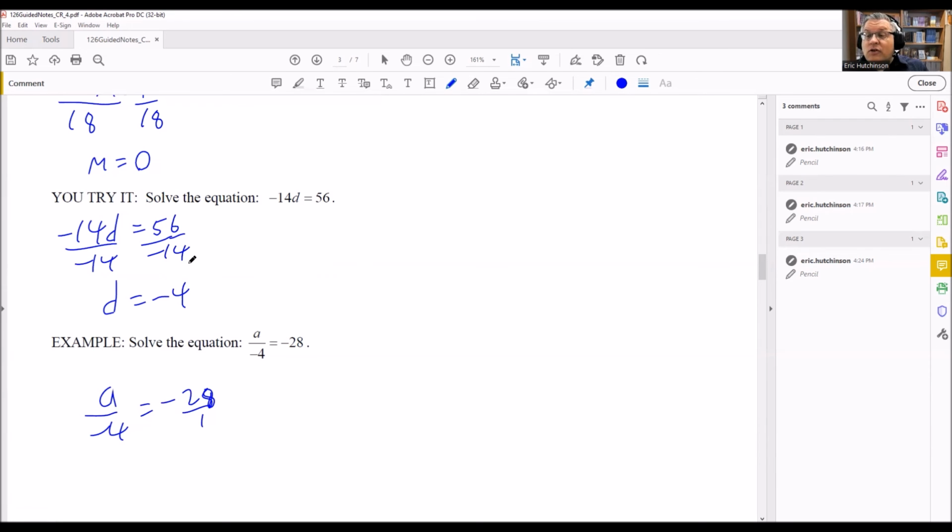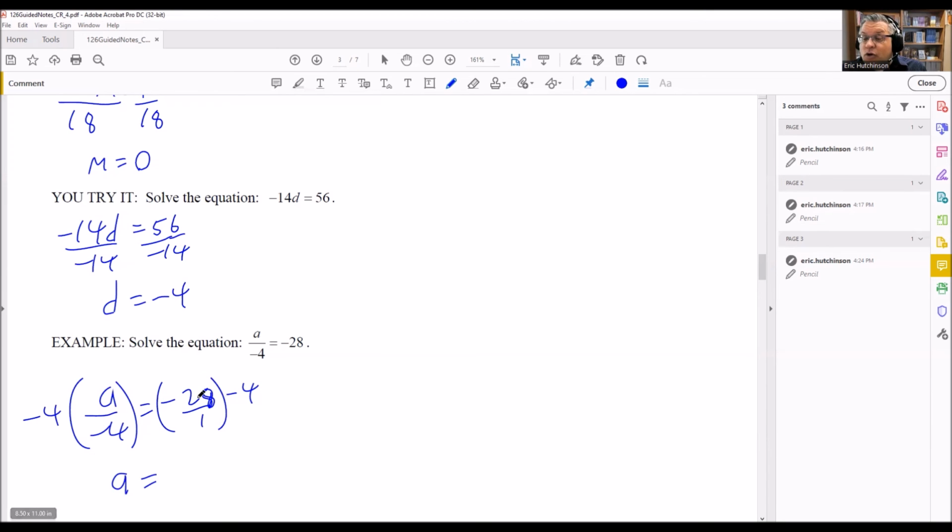So all the problems I've done so far, I've divided both sides by the same number. Well, this time I'm going to take the whole thing and multiply the entire equation by negative 4. So I'll put parentheses around this, and I'll put a negative 4 here. I'll put parentheses around this, and I'll put a negative 4 over here as well. So I'm multiplying both sides of the equation by negative 4. In doing so, that negative 4 and negative 4 down here, they're going to cancel, and I'll get the A, which is what we're looking for.